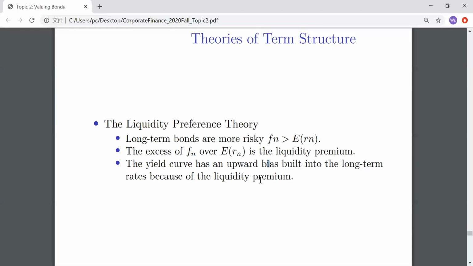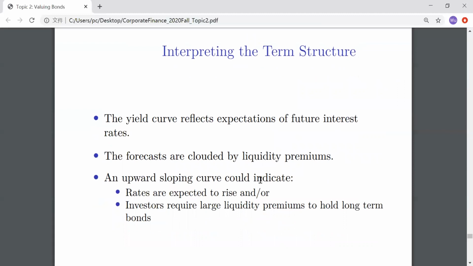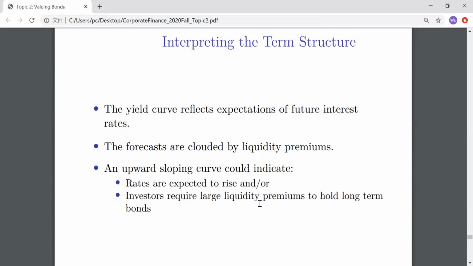Right, so this liquidity premium can confound our inferences about future interest rates, because if you have an upward sloping yield curve, it could be that longer term bonds need a liquidity premium to be held. So that's why there could be confounding factors. It could be that the rates are going to be increasing. It can also be that investors require large liquidity premiums to hold long-term bonds.